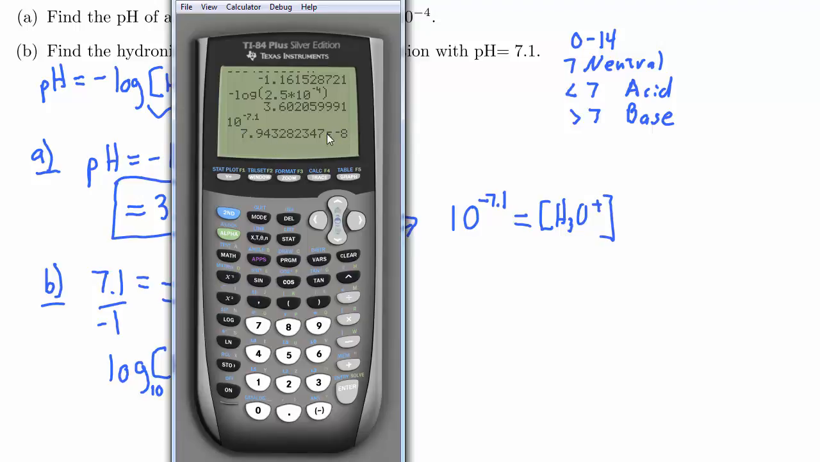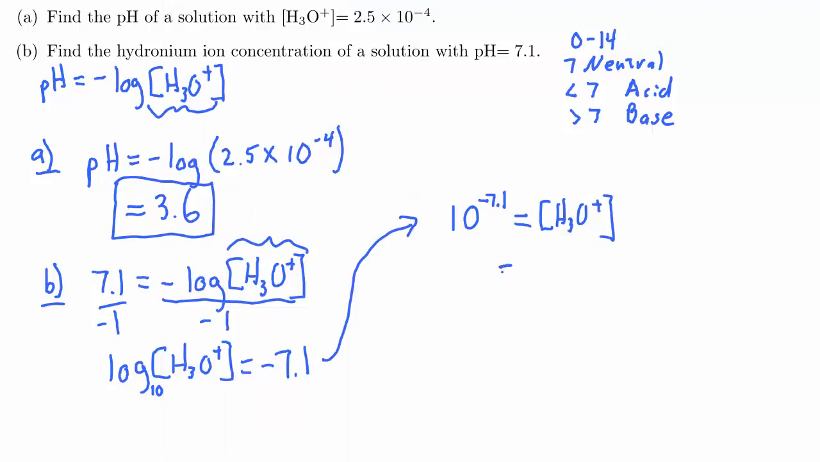Now this e minus 8, a lot of people get confused. What this tells me is that this is times 10 to the minus 8 power. This is scientific notation. So what I can do is type in 7.943, because those were the numbers. Now the e minus 8 means times 10 to the minus 8 power. And that is the H3O+ ion concentration.